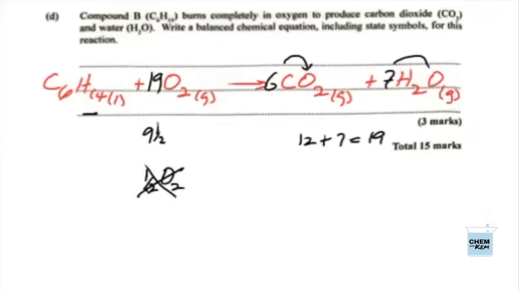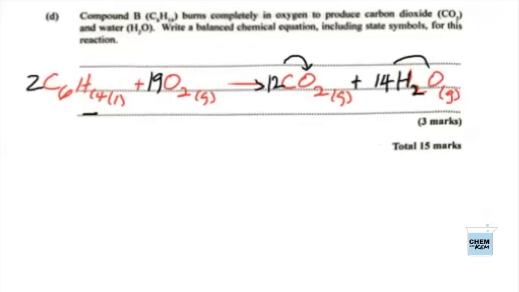We'd end up with 19. Now, if we double the 9.5 for the oxygen, we have to double the hexane. So we put a 2 here. Everything would be doubled. So the 6 that was in front of the carbon dioxide, we'd have to change to 12. The 7 that was in front of the water would have to be changed to 14. So the final thing would be this: 2 hexane plus 19 oxygen to give 12 carbon dioxide and 14 water.